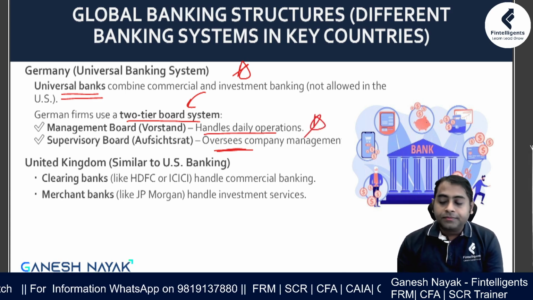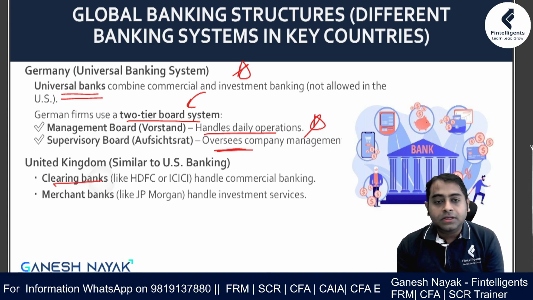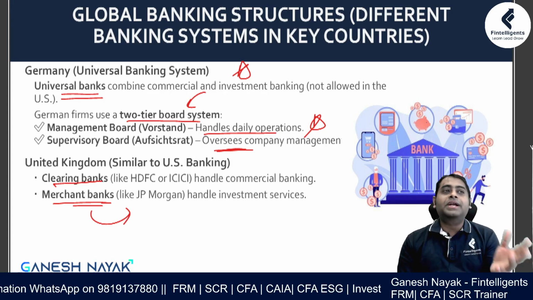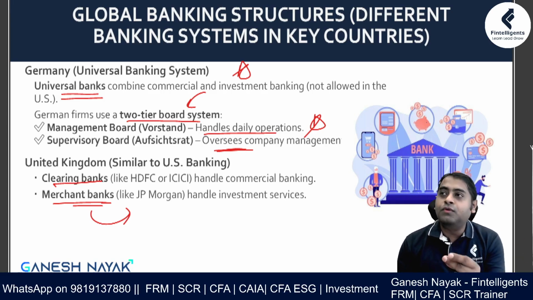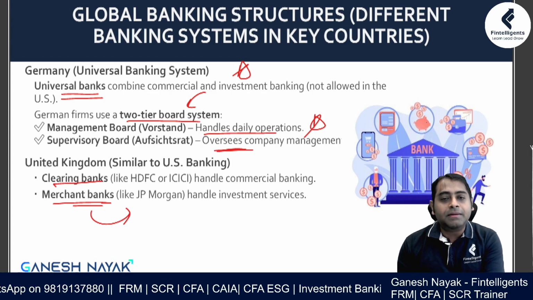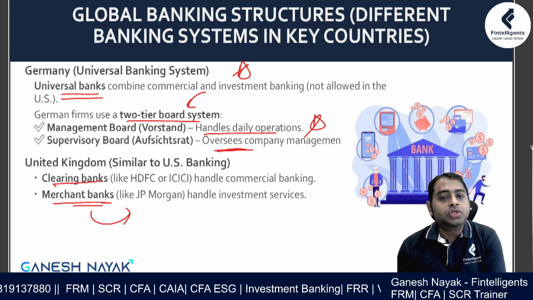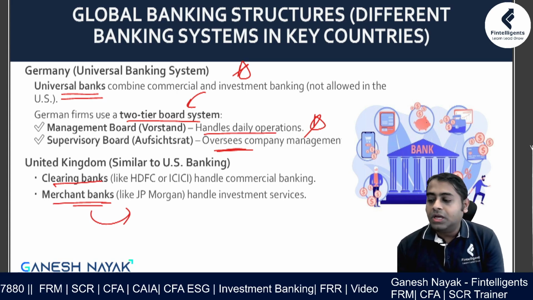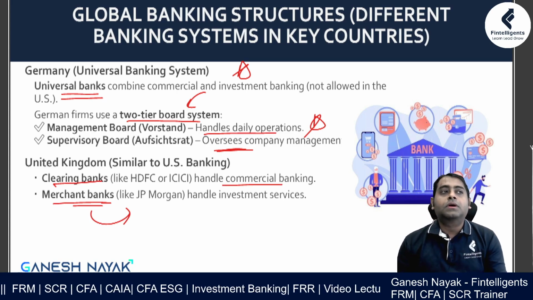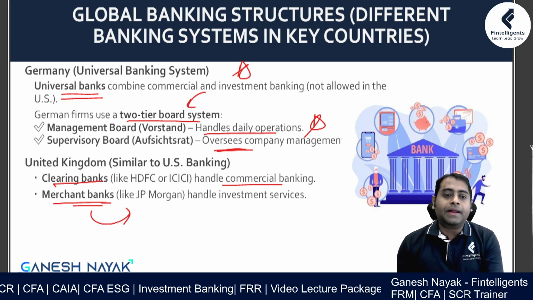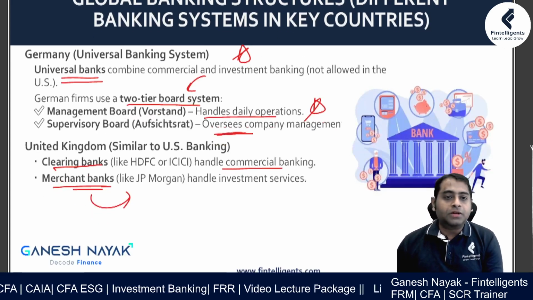Next, UK. Okay, they have clearing banks, they have merchant banks. Merchant banks are nothing but investment banks, who provide investment services. If you want, say, a letter of credit, a merchant bank can provide. If you want to do bill discounting, a merchant bank can provide. Commercial banks generally will give you a current account, basic line of credit, loans, like that. Okay, Germany and UK.